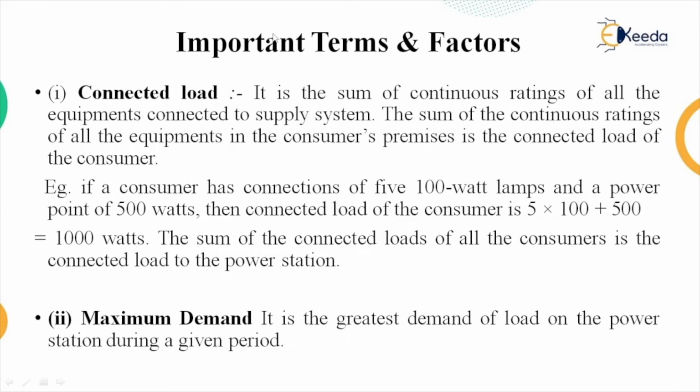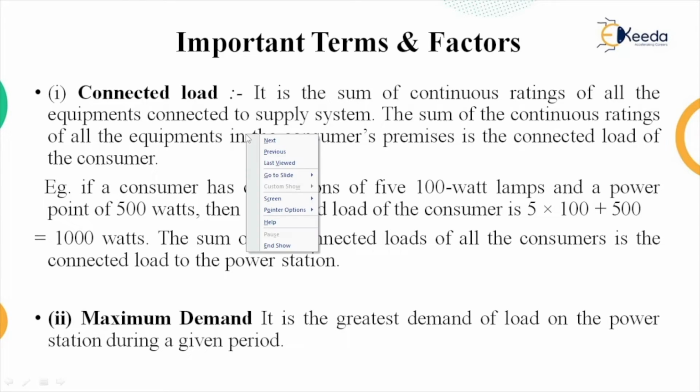Then learn about some of the important terms which are required for the economics of power generation. First is connected load. What is meant by connected load? It is the sum of continuous ratings of all the equipment connected to the supply system. For example, in our home we connect, let us say, 5 bulbs, 5 fans, one TV, one refrigerator, one washing machine. If we calculate the load of all the equipment, then it is called the connected load.